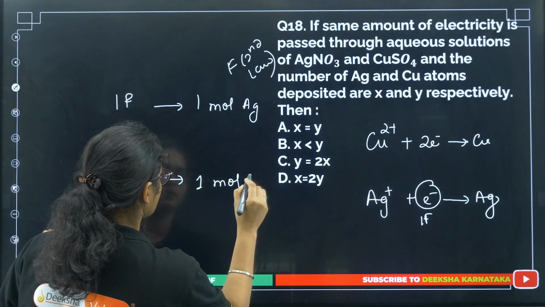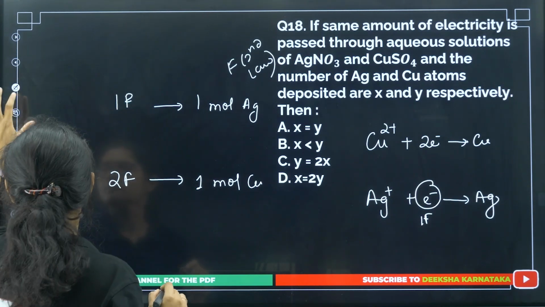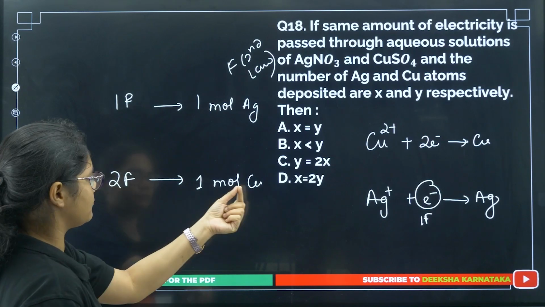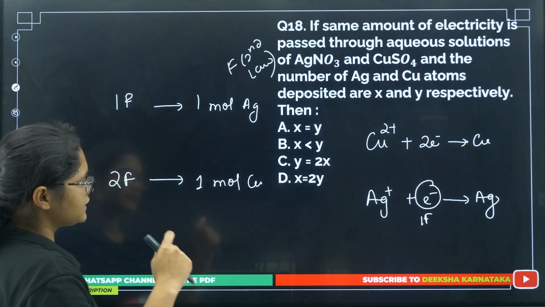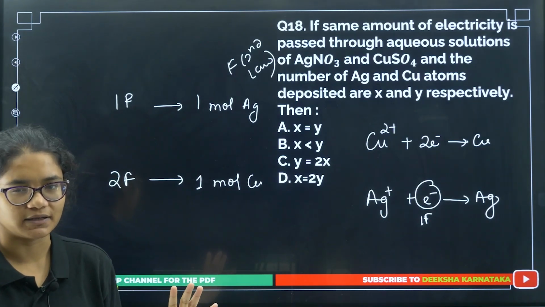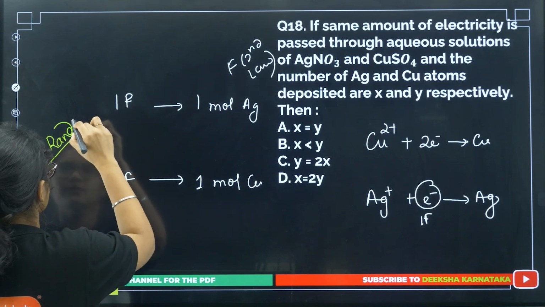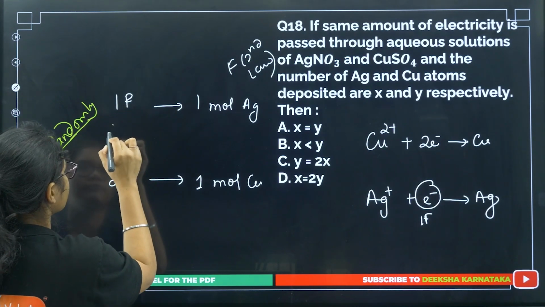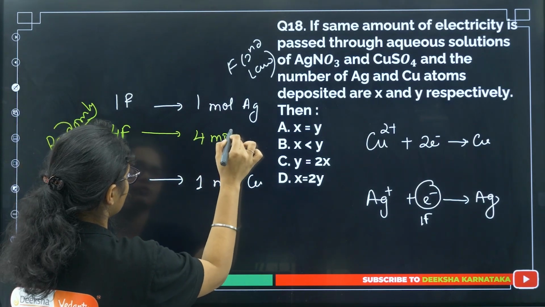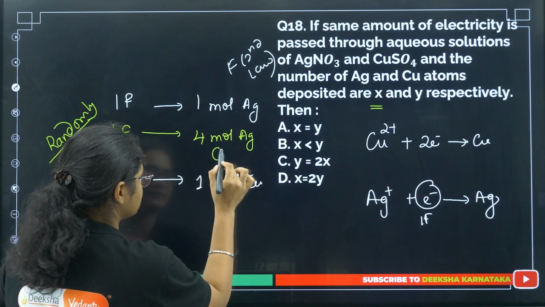of copper, right? Now if you see, 1 Faraday deposits 1 mole of silver and 2 Faraday deposits 1 mole of copper. Now suppose it is telling that the same amount of current is passed. Let us assume that 4 Faraday of charge is passed, just randomly. If 4 Faraday is given, 1 Faraday deposits 1 mole, so 4 Faraday will deposit 4 moles of silver, right? And for silver we have used the term X.